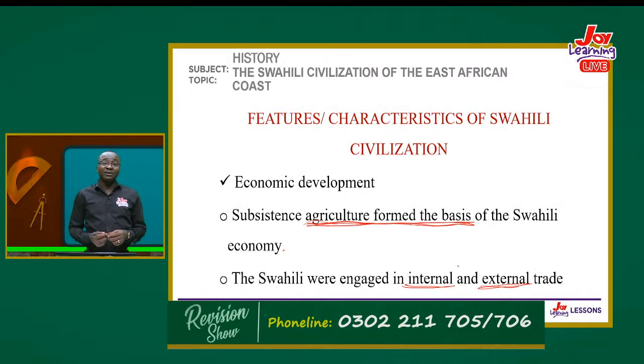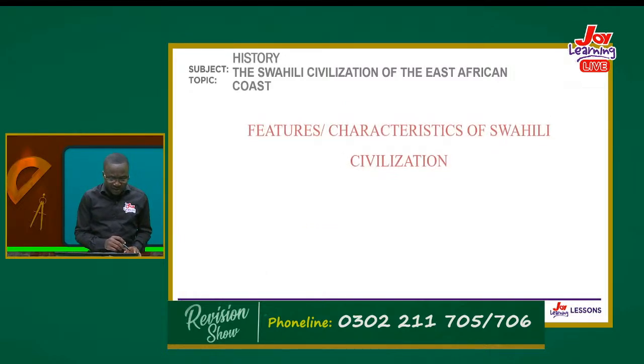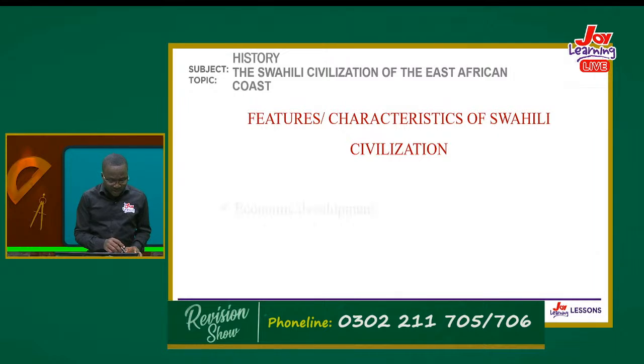And by trade, we're talking about internal trade, which had to do with trade amongst themselves, the various cities in East African coast, as well as the international trade that included trade with the people of India, the people of China, some European nations, the people of Arab, as well as the Persians. And we said before we went on the break that the people of East African coast, or the Swahili people, play the role of middlemen. Let's look at another important feature of their economic activities.